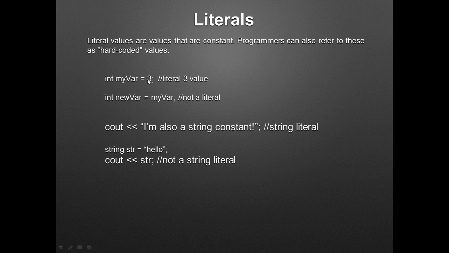So when we say things like int myVar is assigned the value 3, the 3 is a literal 3. It doesn't represent something that's changing at all. It's a constant 3. It never changes. Versus if we had something like newVar is assigned myVar, this is a variable. This is not a literal. Just like if we have a cout statement with a string constant in quotations, this is a series of text that is literal text. This is a string literal.